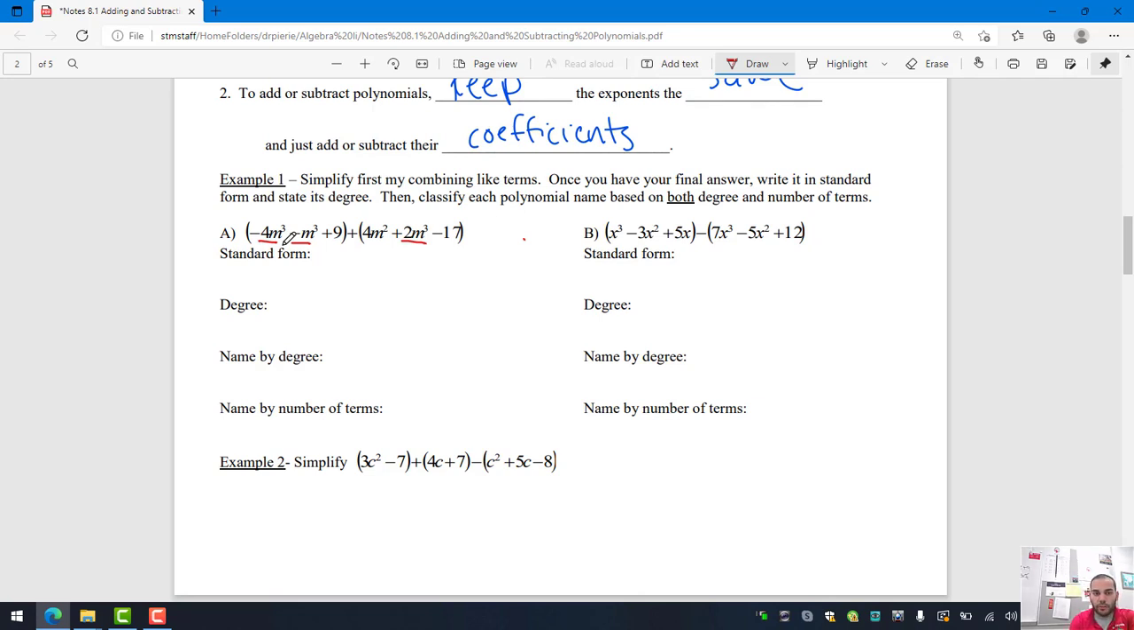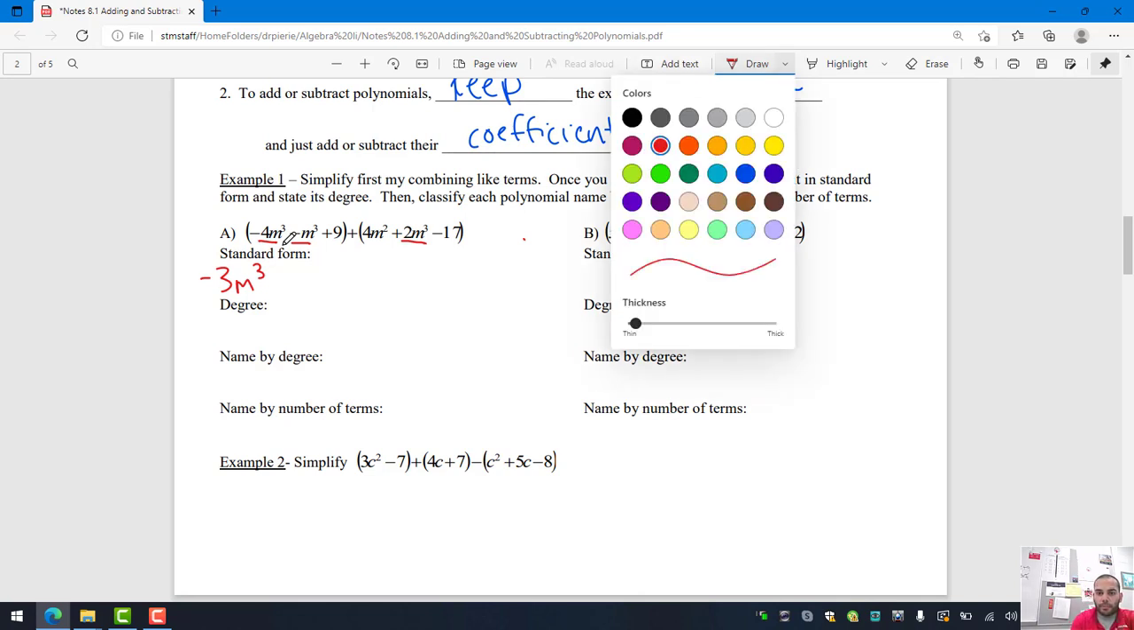So this number is -4, this number is -1, and that number is +2. So if I have -4 minus 1, that equals -5. And if I have -5 plus 2, that should give me -3. The new coefficient is going to be -3. But I keep the variable and I keep the exponent the same. It becomes m cubed.